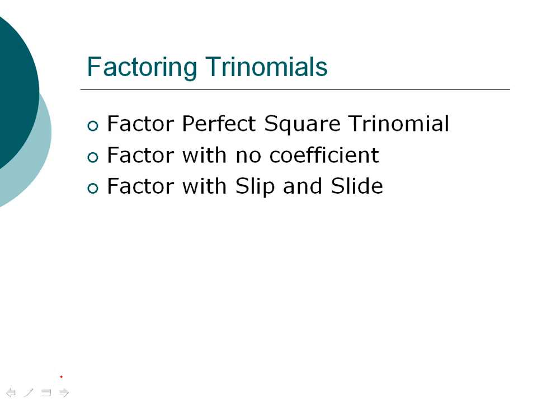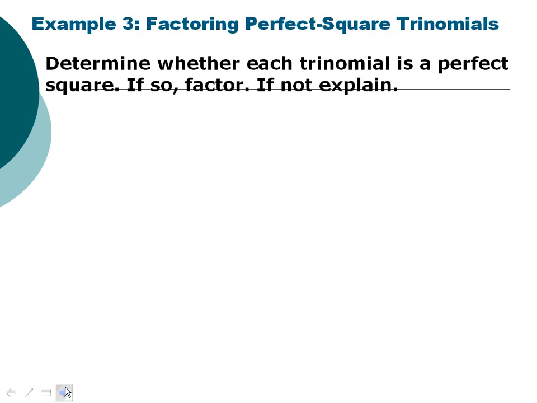All right, my third example is going to be about trinomials. There are three different types of trinomials. There's a perfect square trinomial, which the answer is going to end up like this. There's factoring with no coefficient, which you can just come up with the answers by thinking of them and put them in the parentheses. Then you have factoring with a slip and slide, which has a number in front of the x squared. All right, let's get started and try the first one.